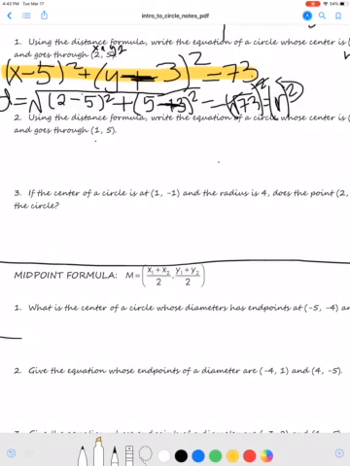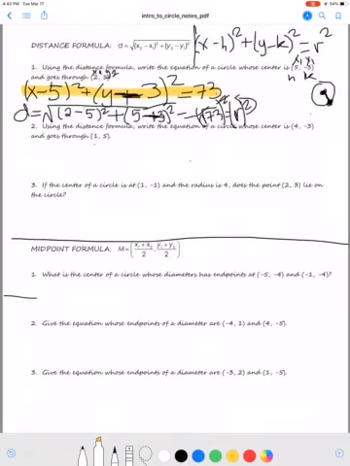So number 2, same exact process. It gives me my center, h comma k, so I can go ahead and plug that into my skeleton equation. X minus my h is 4 squared plus parentheses y minus k is negative 3 parentheses squared equals r squared, which is the only thing I don't know yet. Minus a negative, I'm going to clean that up and make it plus.